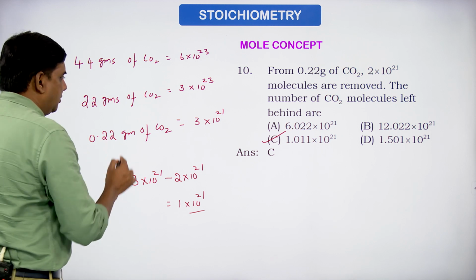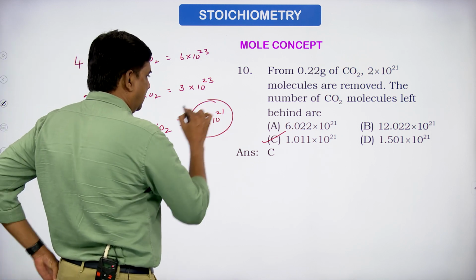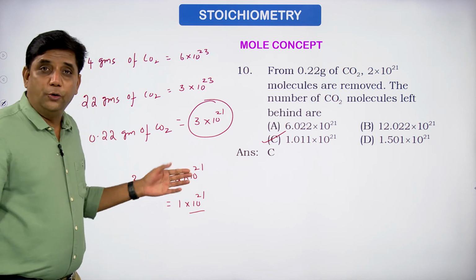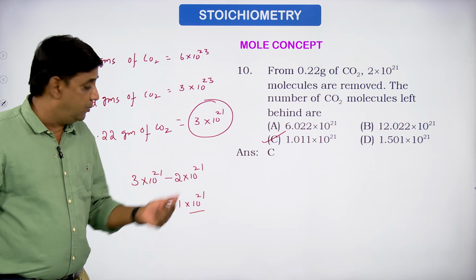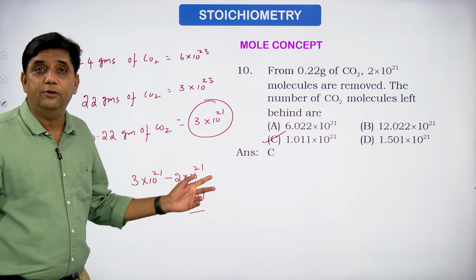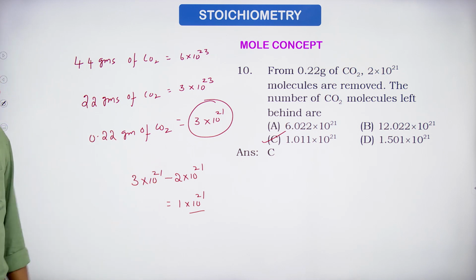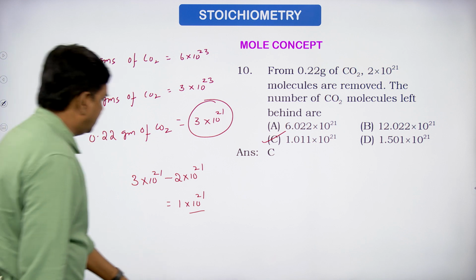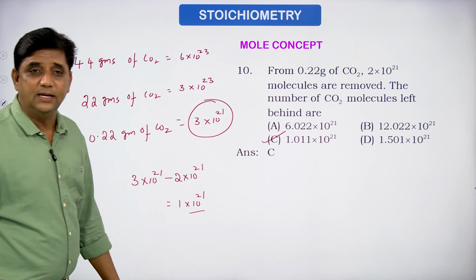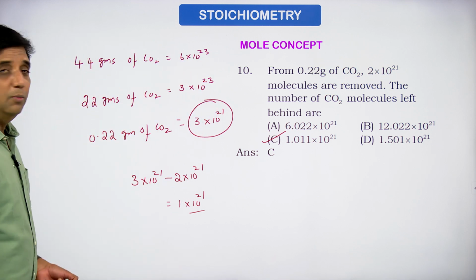So 0.22 grams of CO2 contains this many molecules. From this many molecules, 2 into 10 power 21 molecules are removed. So the remaining would be 1 into 10 power 21 molecules. Okay students, this is a very interesting question at the initial level to learn the mole concept.